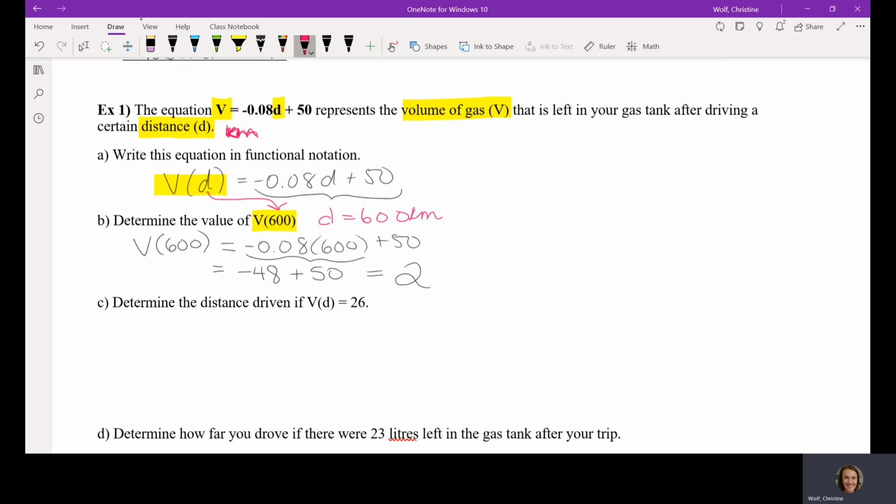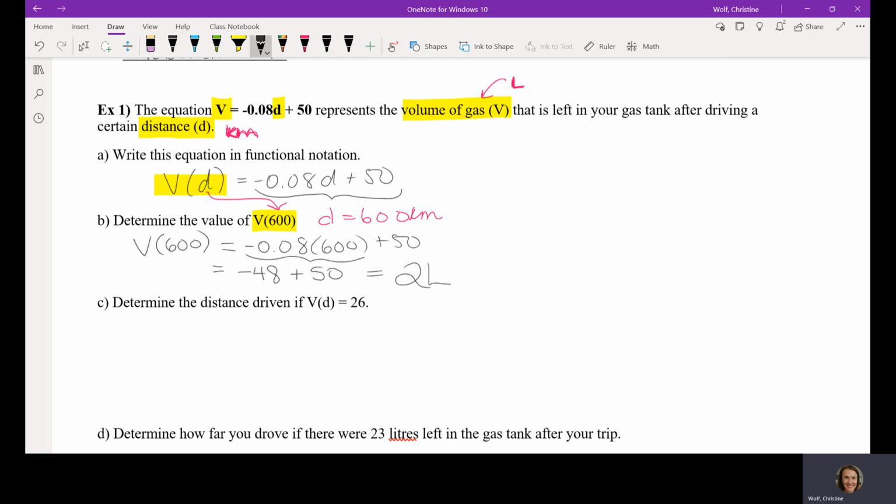And sorry, I forgot to write the units up here as well. When we're talking about volume of gas, we're talking about liters. Okay, that's how our gas tanks work. So we know that there's only going to be 2 liters left, and that's not a lot, right? Imagine a giant jug of milk at your house. If you buy the really big ones, those are 4 liters. So cut that in half. That's 2 liters. That's not much gas left in your gas tank.